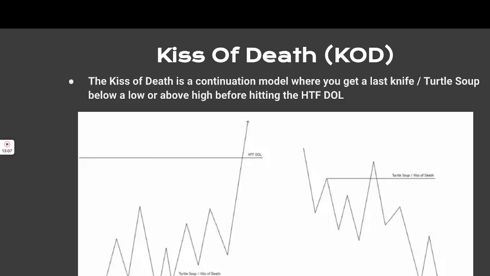The Kiss of Death model, KOD. The Kiss of Death is a continuation model where you get a last knife or turtle soup below or above a high before hitting the higher time frame draw on liquidity. Example right here. A violent move back down, expansion up, violent move back up, expansion down. This setup forms usually right before a key level is about to be hit.